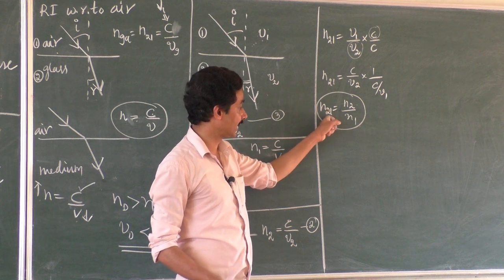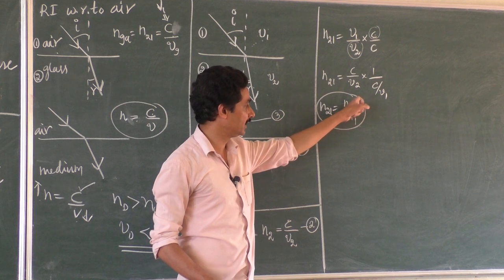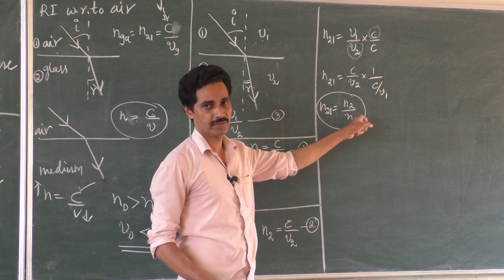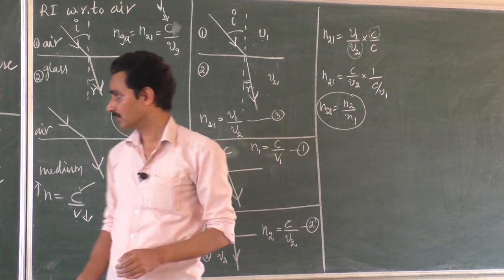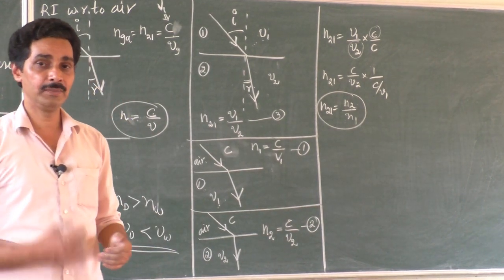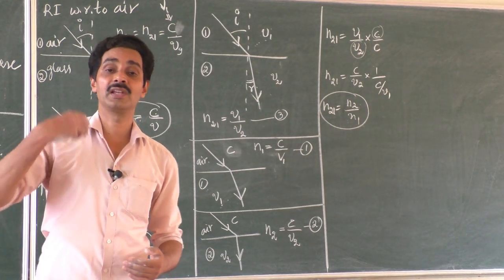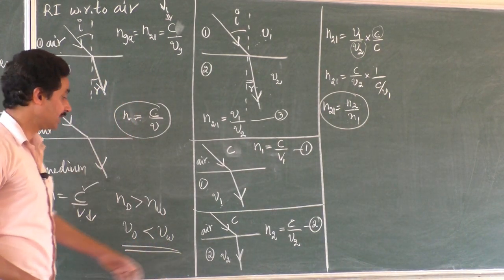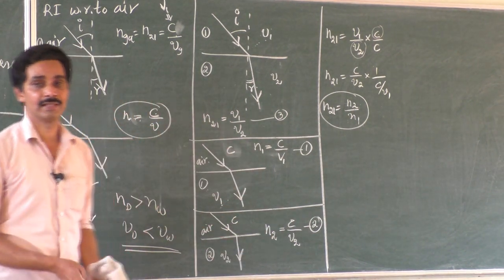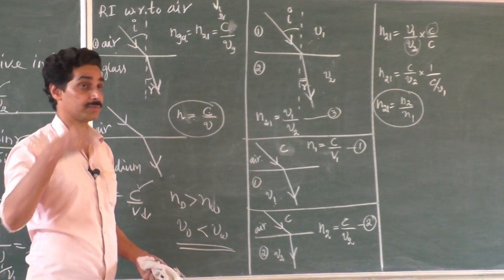So the refractive index of the second medium with respect to the first medium is always equal to the ratio of the refractive index of the second medium with respect to air and the refractive index of the first medium with respect to air. So from here onwards, if you are given any refractive index, remember it is not the refractive index of any medium with respect to another medium. It is the refractive index of some medium with respect to air. Suppose I say the refractive index of glass is 1.5. What do you mean by that? It is the refractive index of glass with respect to air, not with respect to something else.